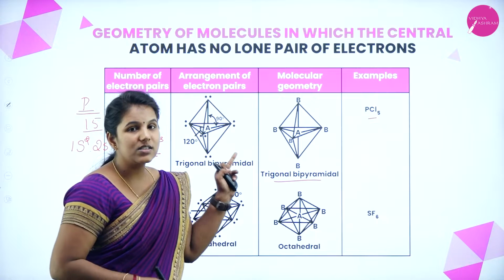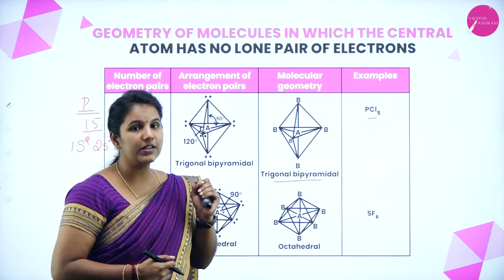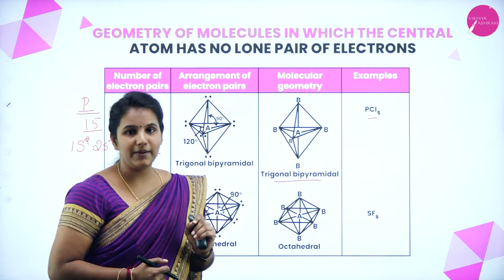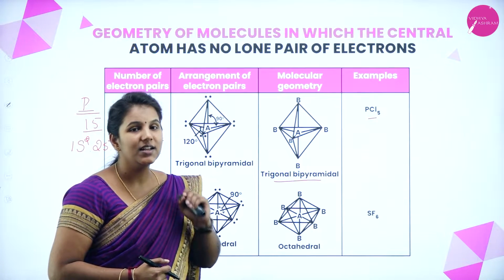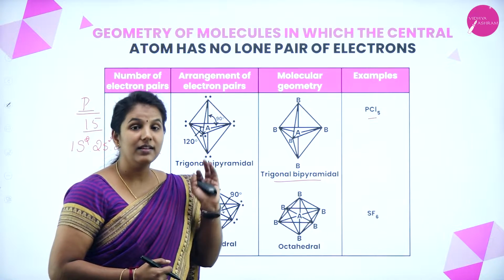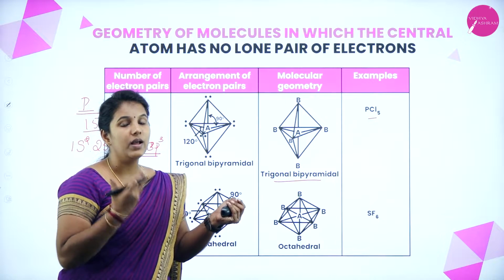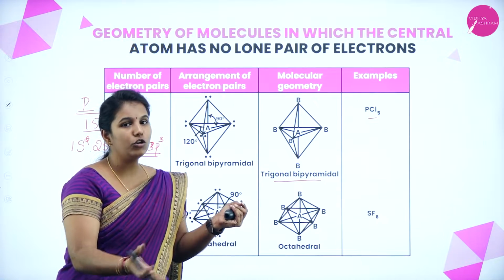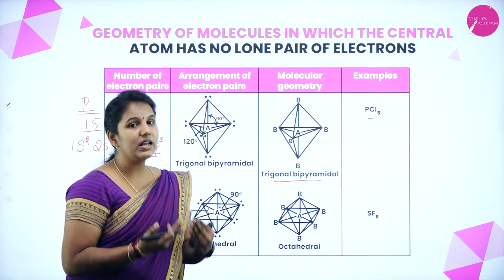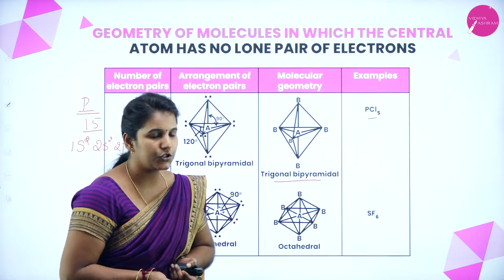Already while studying the hybridization concept, we understood that PCl5 undergoes sp3d hybridization and has a trigonal bipyramidal geometry. The same thing I have considered here, because the central metal atom has 5 electrons in its outermost shell, and those 5 electrons get paired up with single chlorine atoms, forming a PCl5 structure.